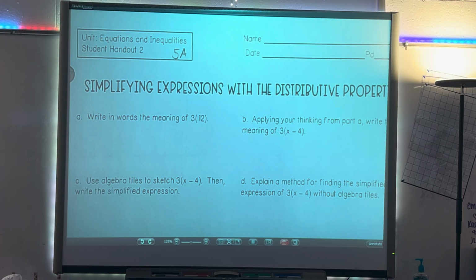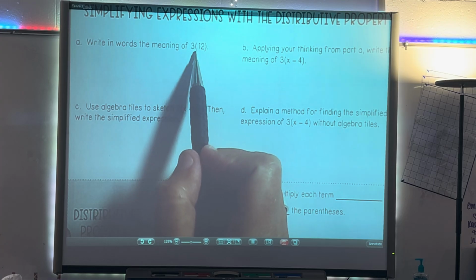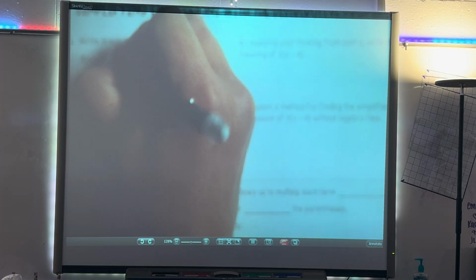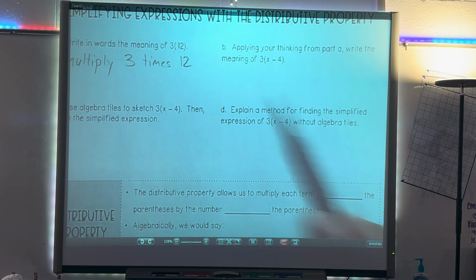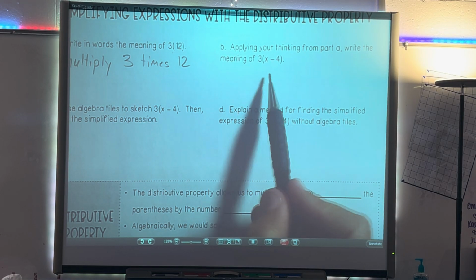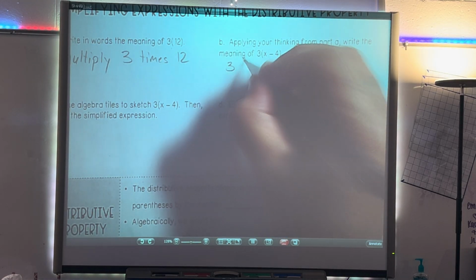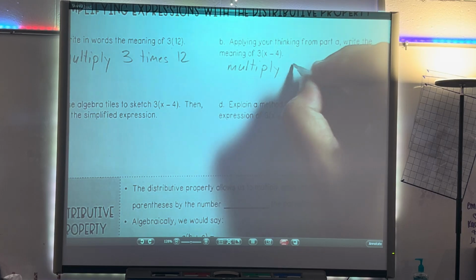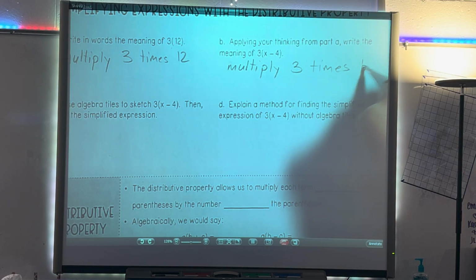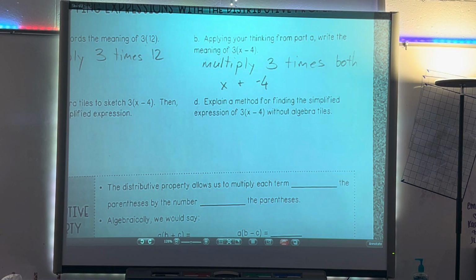Alright. So if I'm looking at this right here, part A, it says, what does this mean to do right here in words? What does it mean to do? Okay, that's what they're asking us to do. Multiply 3 times 12. Okay. So what about this? What does this mean that I'm supposed to do? 3 times x. Okay, so I'm gonna write multiply. I'll write it out. Ordinarily we never do this, but okay. Multiply 3 times what Easton said, both x and -4. That's what we're doing there. Is everybody okay? All right.